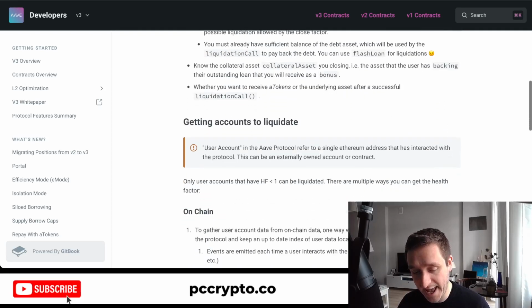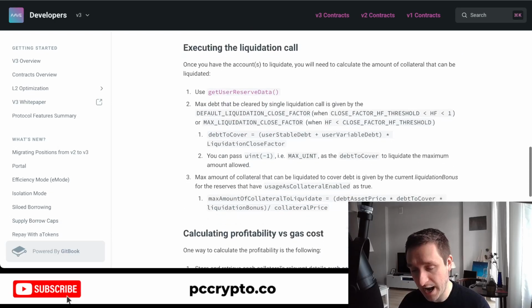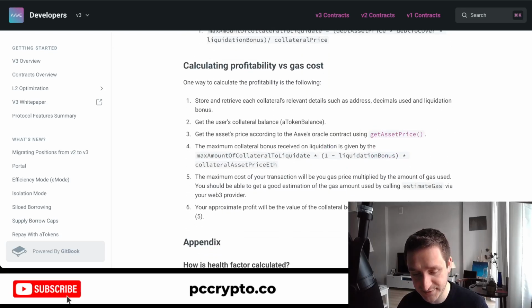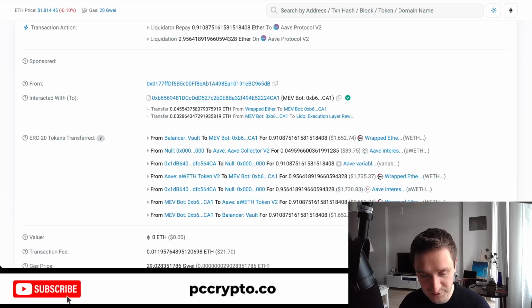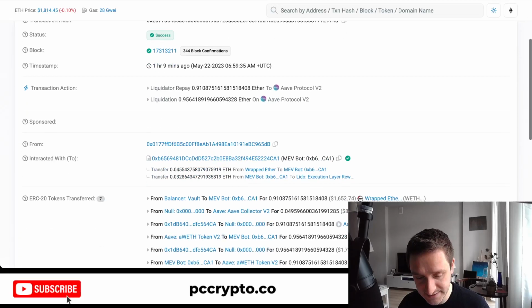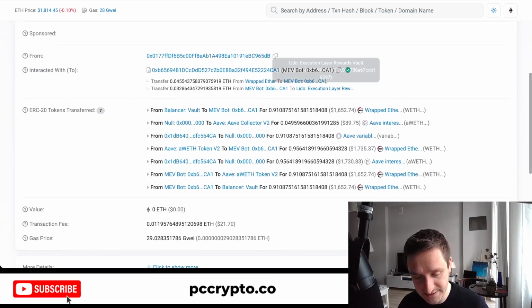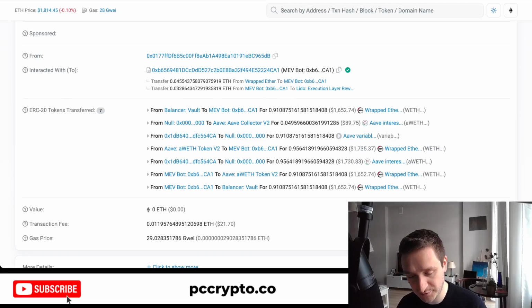However, you will see that it's actually difficult to compute how much gas you should pay, and even the author mentions that on the website, that you have to calculate profitability versus gas cost, and there's a bunch of ingredients going into that. For example, this is one of the liquidation transactions I found. Someone is liquidating someone for 0.9 ETH, and as you can see in the first one, there's the MEV bot. He got the flash loan from Balancer, so for 0.9, and then he calls Aave to liquidate, and then he receives some amount of that back.